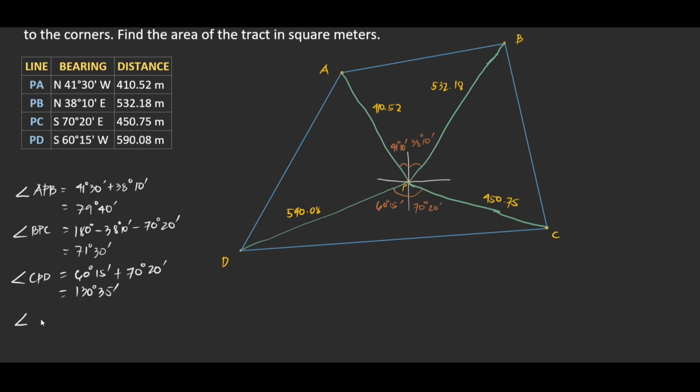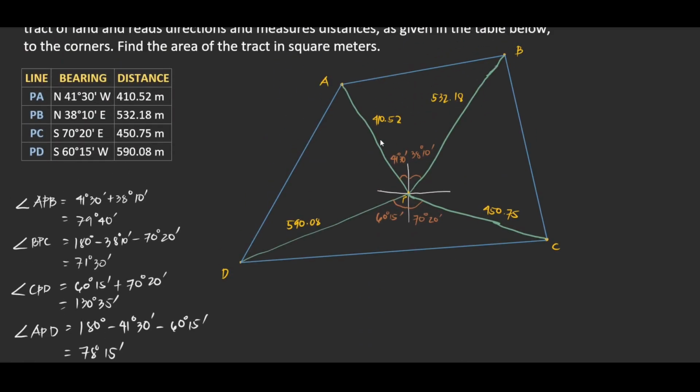And then finally, we have the angle APD, which is equal to 180 degrees minus 41 degrees 30 minutes, and then minus 60 degrees and 15 minutes. So what do we get? We get 78 degrees and 15 minutes. Okay, very nice.